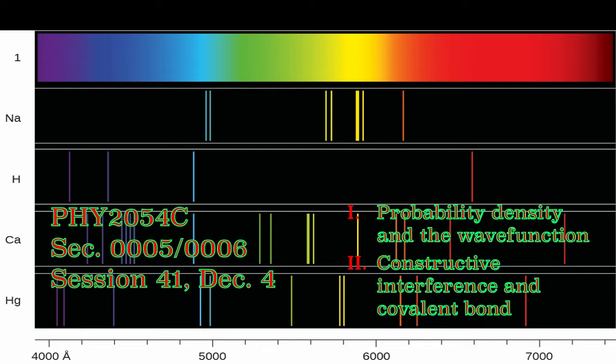Before we get into the probabilistic theory of the wave function and the covalent bond, I want to give you a little bit of a description of the final. So here's what the final's going to be like. It's cumulative, so study everything that we've studied.